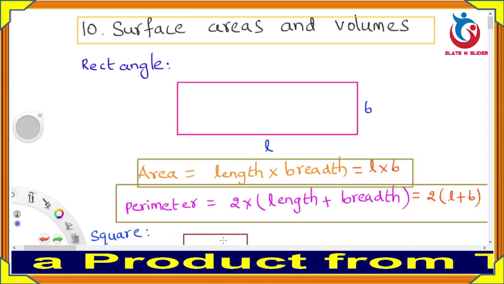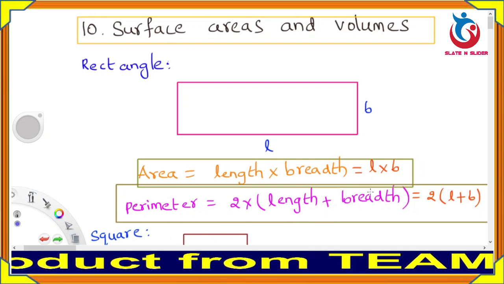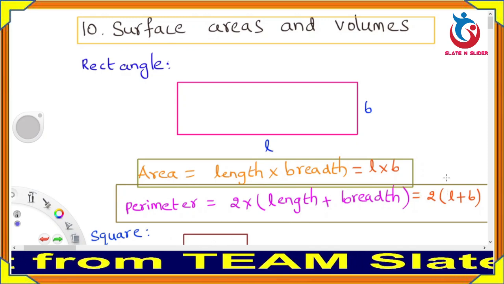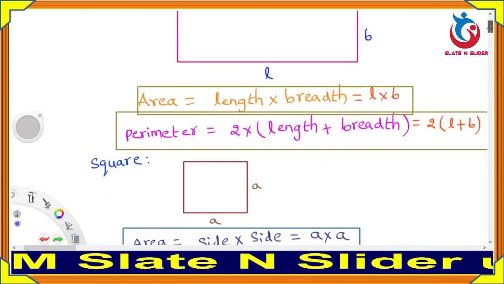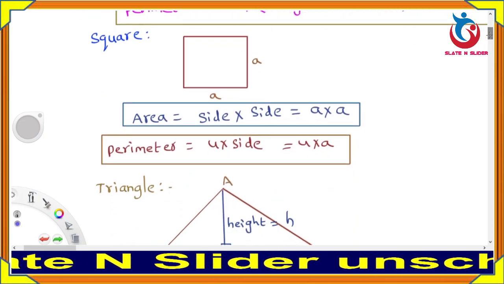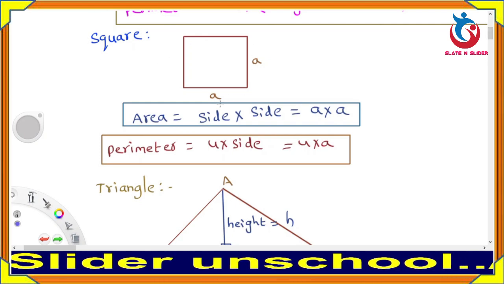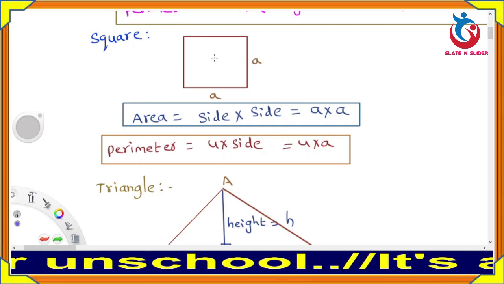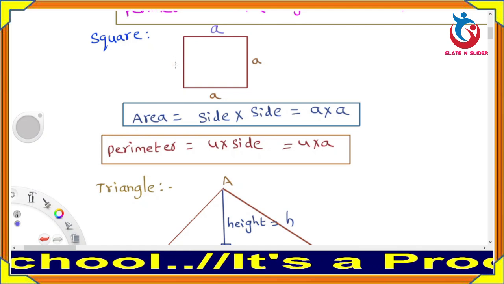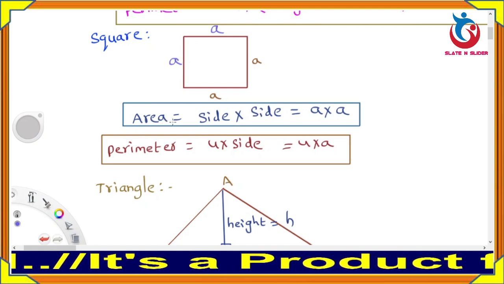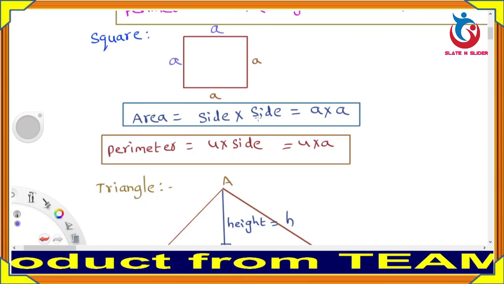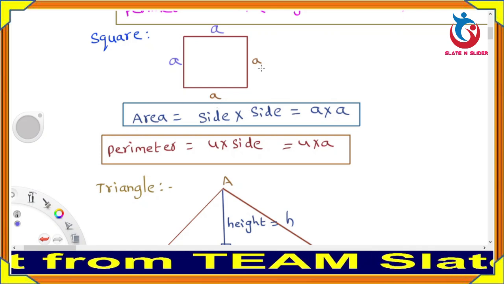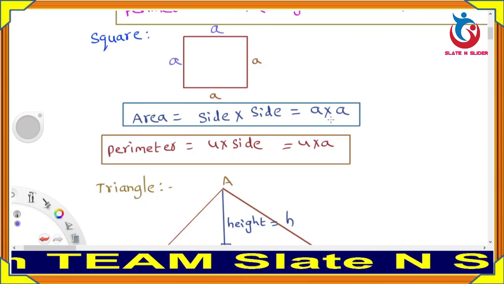And the perimeter is equal to 2 into length plus breadth, so it is written as 2 of L plus B. Next, if the length and breadth are both equal, then that is called a square. So here it is a square. All sides are equal, so this is A and this is also A. The area of the square is side into side. Actually this is also length into breadth. Here length is A and breadth is also A, so we can write it as A into A.